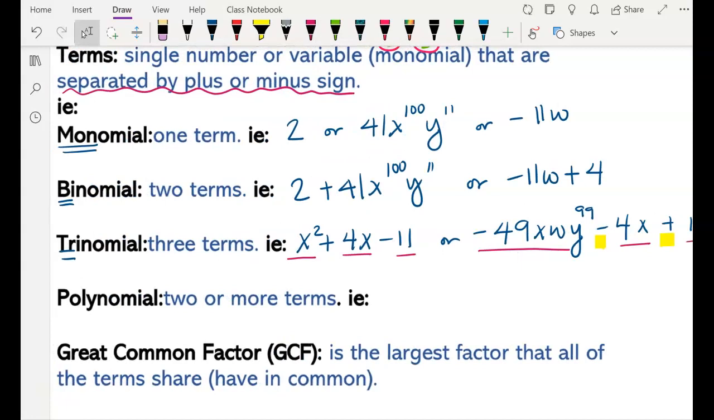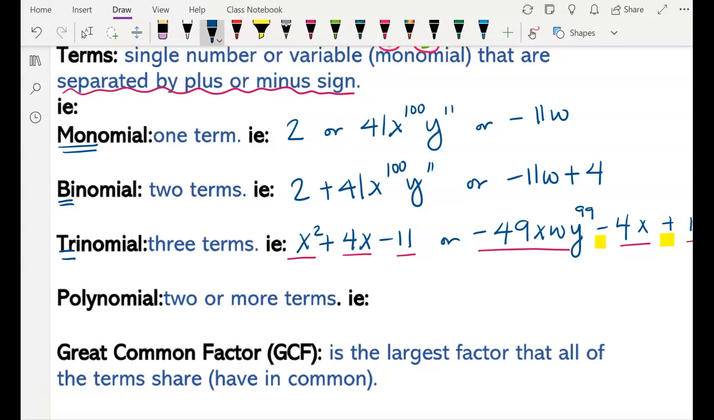Now, polynomial: it's two or more. Technically a binomial and a trinomial would constitute a polynomial. But usually we use it for 4 or higher, because we don't want to sit here and call it quadnomial or quintuplet. So anything higher than a 3-term, we group it in this thing called polynomial. A polynomial is more than 2, but we use it for 4.